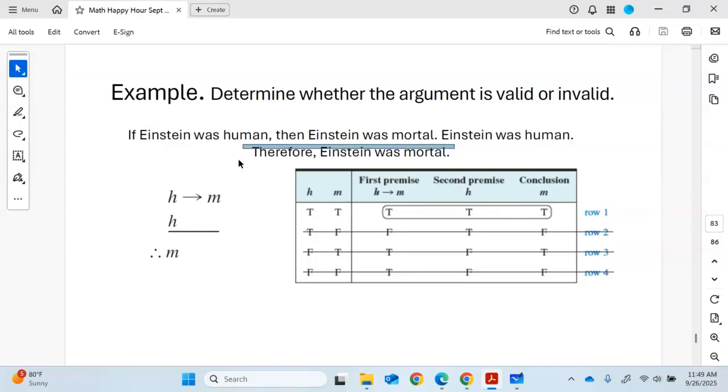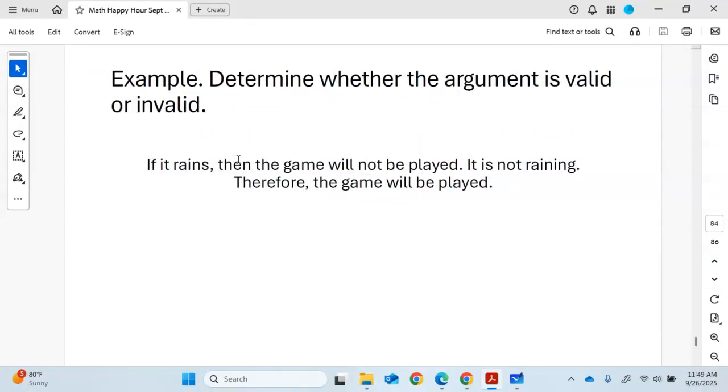Now, I think I'm getting to the end of my examples, so I might need to draw more examples. But I do have one more. This is my last one for arguments.